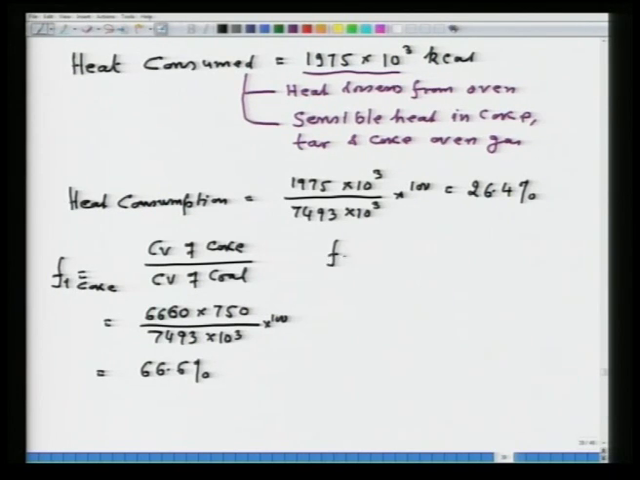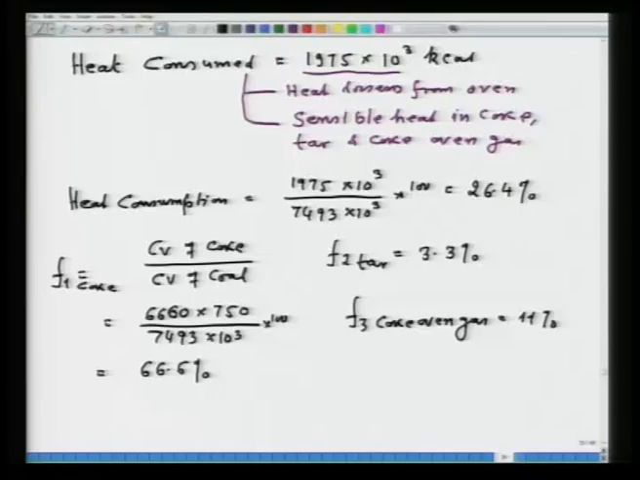Then I can have F2, that is tar. Similarly, we can calculate, that will be 3.3%, and I can calculate F3, that is the fraction that is available in coke oven gas, that will be equal to 11%. Now, what does this analysis suggest? This analysis suggests that a certain amount of energy is available for reuse. For example, coke oven gas 11%, tar, though it is small, but it is a high caloric value fuel.